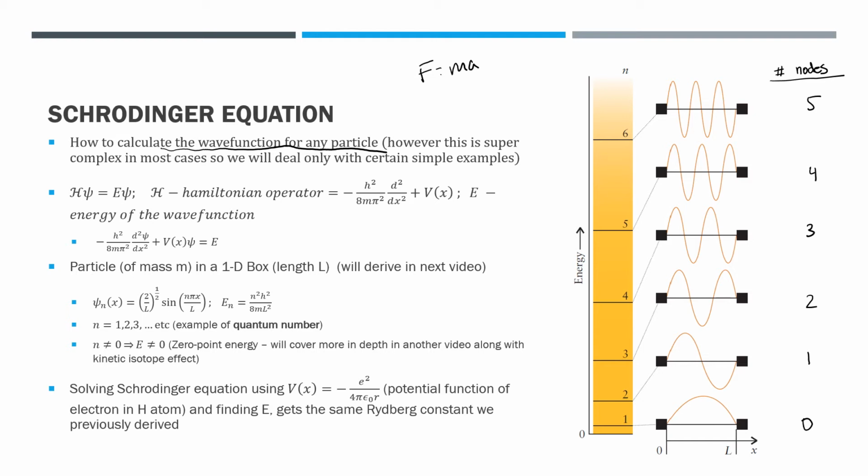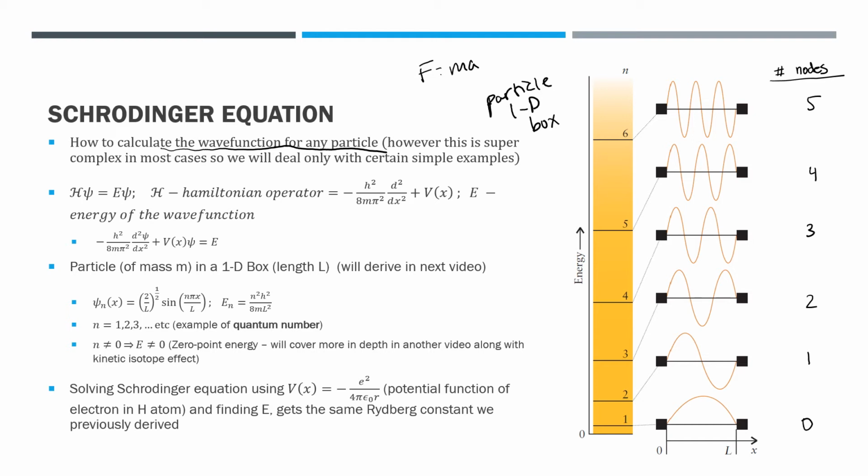However, this gets very, very complicated in many cases, so we're only going to deal with certain simple examples, and the one key example we'll deal with is a particle in a one-dimensional box. So that's the key, easy example that we'll deal with.